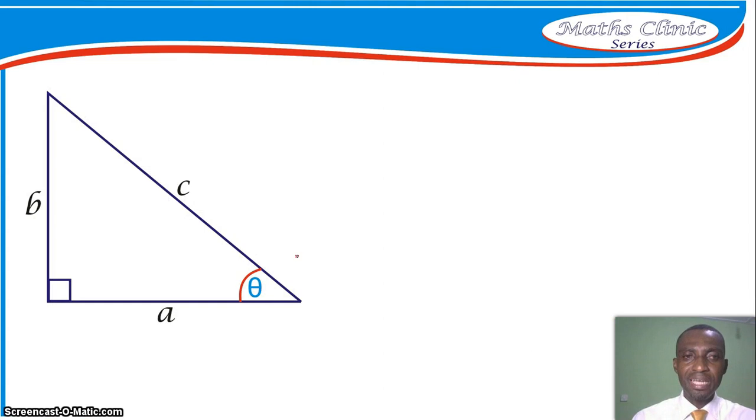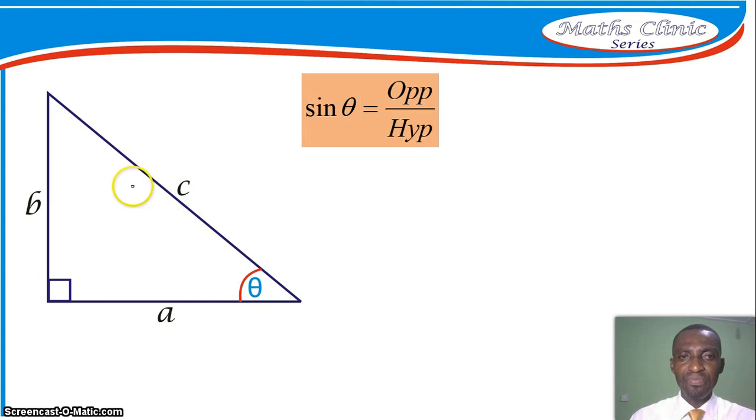Now let's have our right-angled triangle like this. The side from the point here to the point here is called B. From the point here to the point here is called A. And the longest side is called C, which we call the hypotenuse. If I use sine to define this particular acute angle, we divide the opposite side of the acute angle over the hypotenuse, and that will give us the sine of the angle.